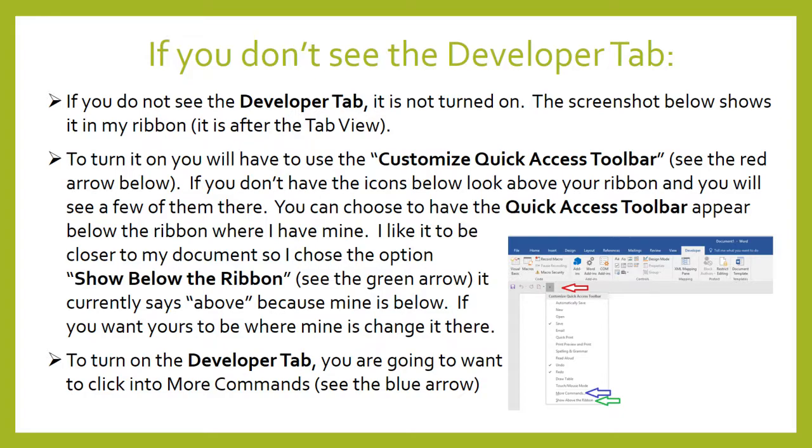If you want yours to be where mine is, you can change it there where you see the green arrow. Just click on that and it will change like a light switch. Whatever it is not at, it will become. To turn on the developer tab, you are going to want to click into More Commands. See the blue arrow below.